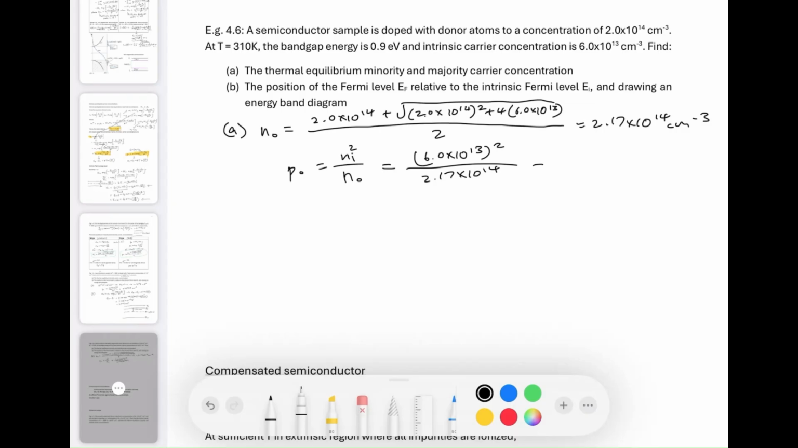And this will be 1.66 times 10 to the power of 13 per cm cube.